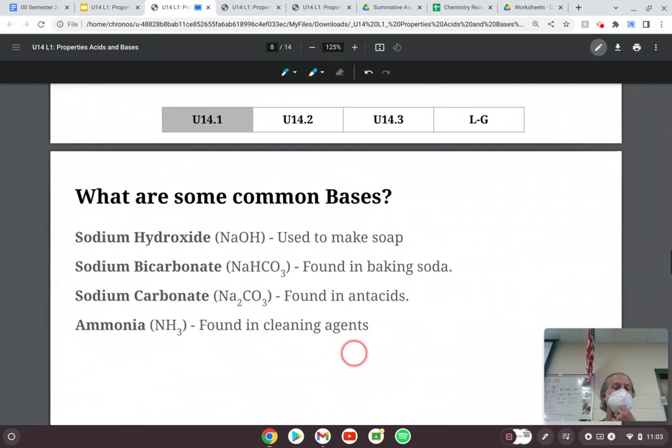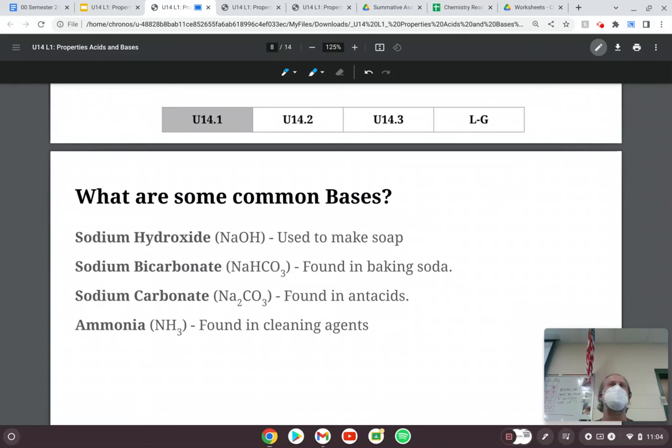Some common bases: most of your soaps at home are made up of some type of sodium hydroxide. Baking soda that you might use to make chocolate chip cookies, delicious, right? It has sodium bicarbonate in it. Antacids, like Tums for when you've got that gurgly tummy and you take it and then you burp a lot and you feel a little bit better, that's sodium carbonate. That's also a base.